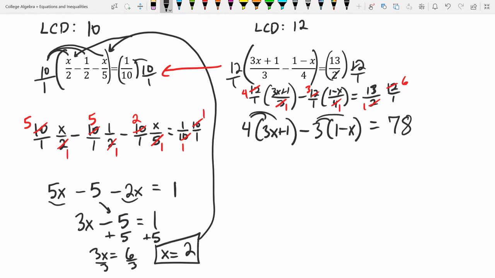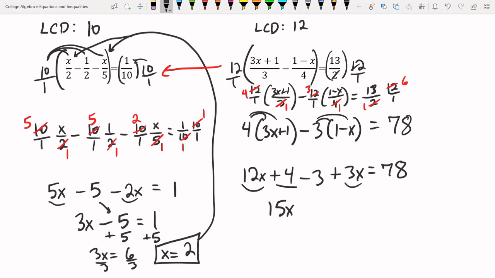Now we can distribute the numbers in front of the parentheses. 4 times 3 is 12x. 4 times 1 is 4. Negative 3 times 1 is negative 3. Negative 3 times x is positive 3x equals 78. Combine like terms. They're on the same side of the equation again, so all we have to do is do 12x plus 3x is 15x. These are also on the same side of the equation, and they are like terms, so plus 4 minus 3 is plus 1.